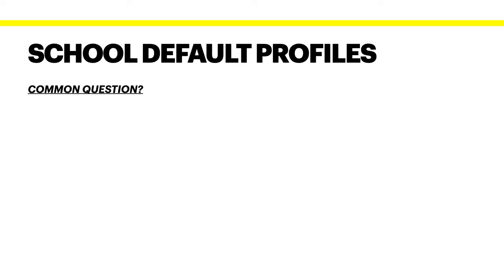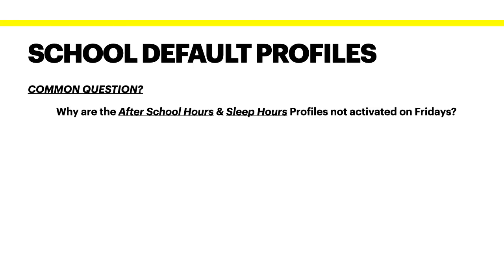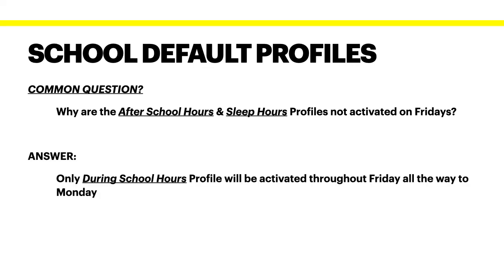So the common question then asked is, why are the after school hours and sleep hours profiles not activated on Fridays? Now, the reason is quite simple. The DMA team has a work schedule that will run from Mondays to Fridays, 7 a.m. to 5 p.m. And therefore, the during school hours profile will run throughout the weekends so that the number of profile switching will be lesser, right?